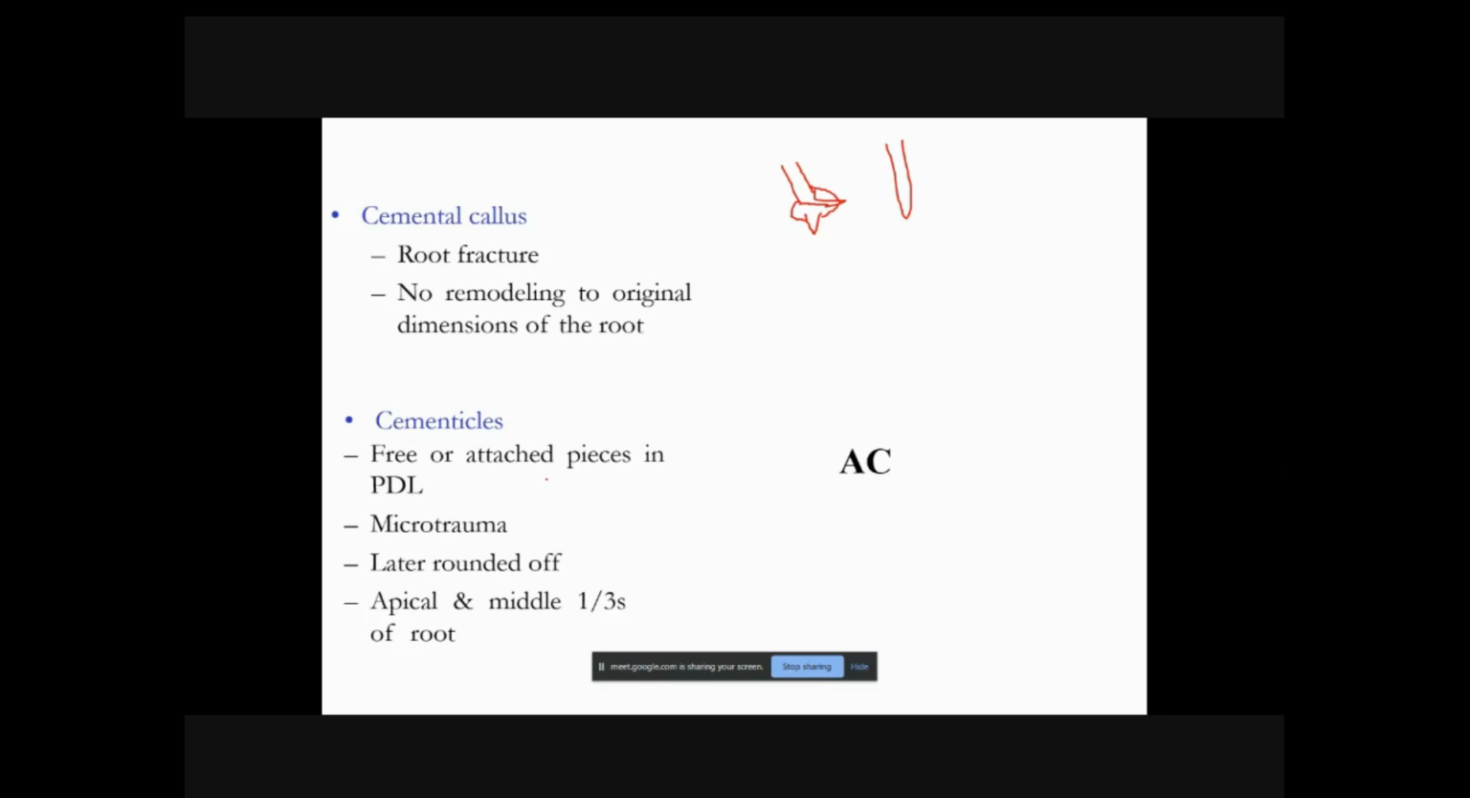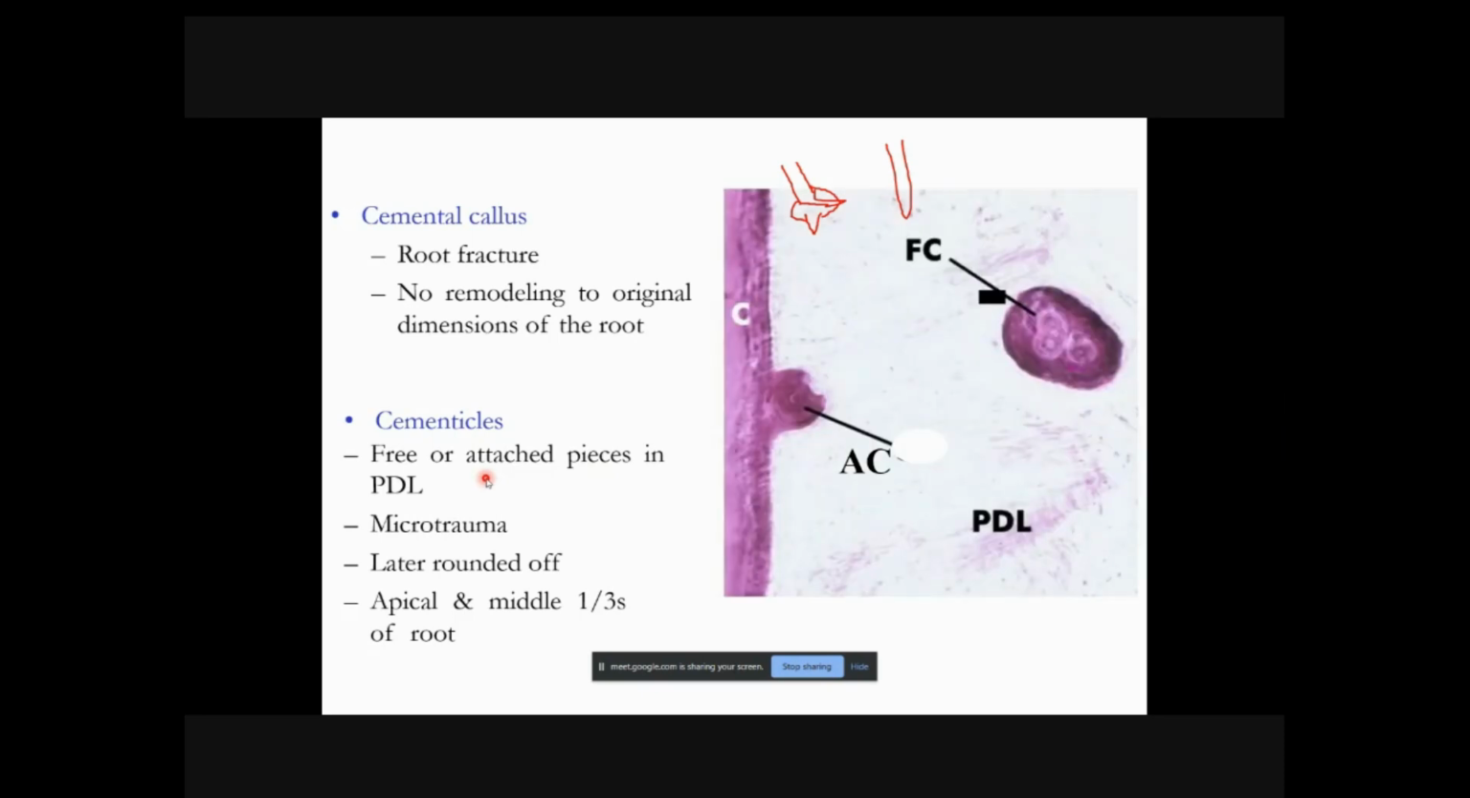So let's move on. There's a structure called cementicles, which is very similar to your denticle. Similarly, we have cementicles, which are seen either freely or as attached pieces in the periodontal ligament. So this is the attached cementicle, which is attached to the cementum, and a free cementicle lies freely within the periodontal ligament. So this is cementum and this is periodontal ligament.